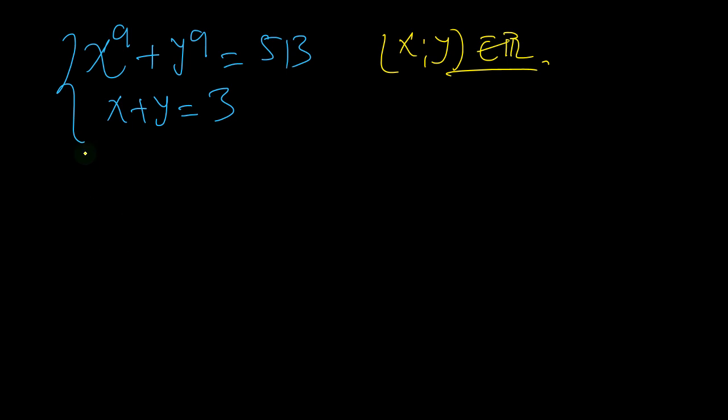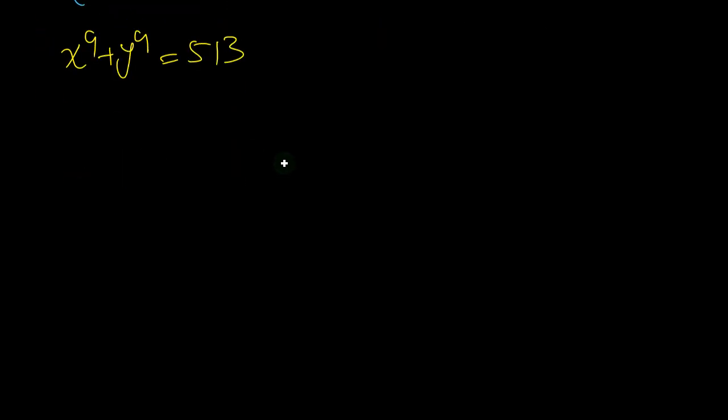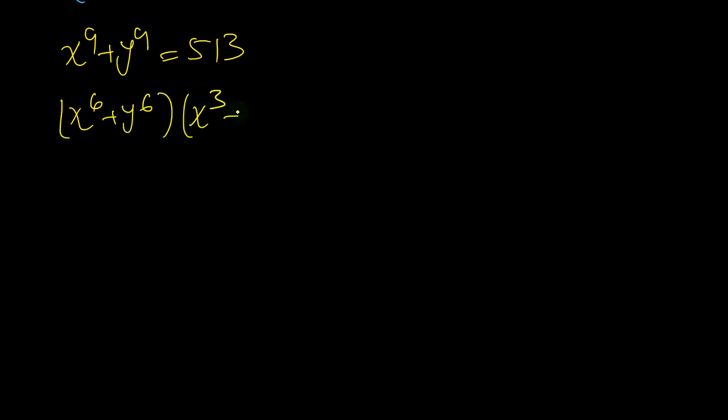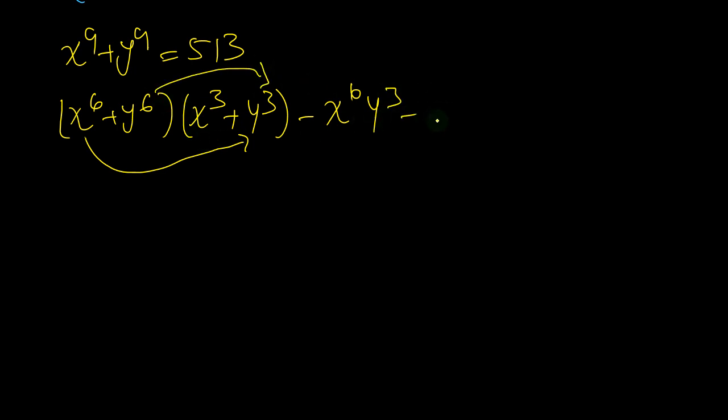So let's start, guys. I'm going to pick this one here, which I'm going to call first, and then this is second. So I'm going to have x to the 9 plus y to the 9 equals 113. I'm going to simplify this. This is x to the 6 plus y to the 6, which multiplies x to the 3 plus y to the 3. And if I multiply this, I have to take out the product of this one times this one, which is minus x to the 6 y to the 3, and the product of these two here, minus x to the 3 y to the 6, and then this is 1.